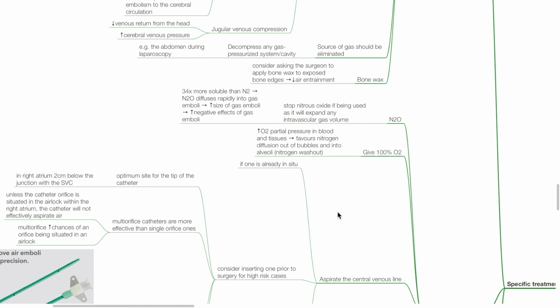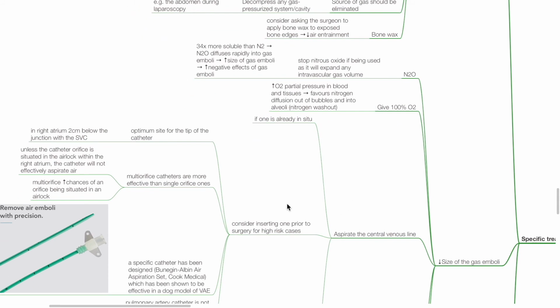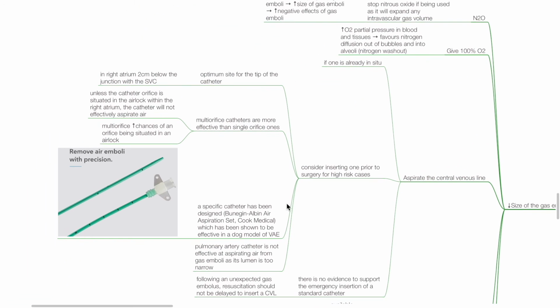Aspirate the central venous line if one is already in situ. Consider inserting one prior to surgery for high-risk cases. The optimum site for the tip of the CVL catheter is in the right atrium 2 cm below the junction with the SVC. Multi-orifice catheters are more effective than single-orifice ones.